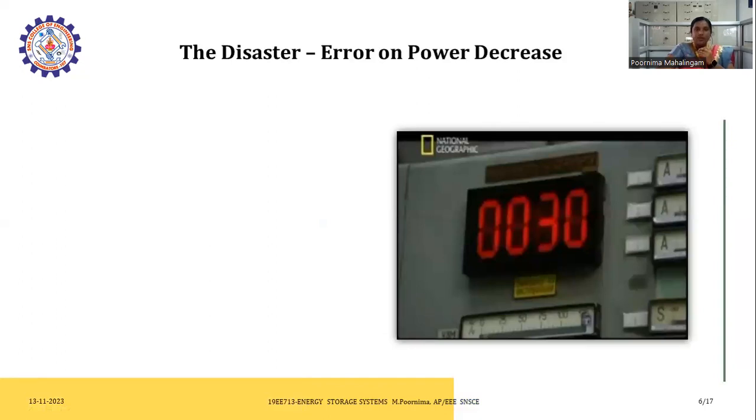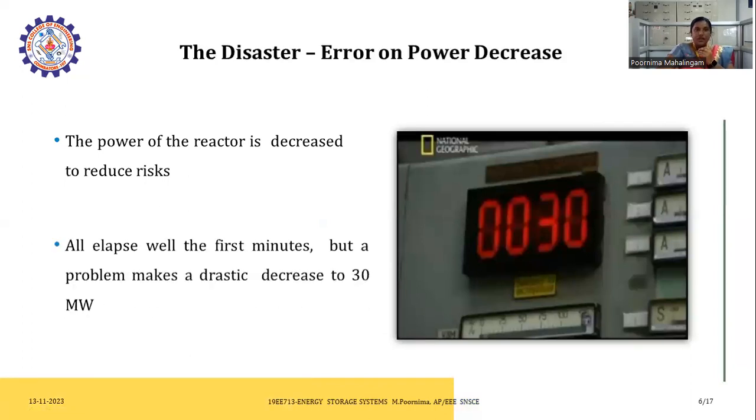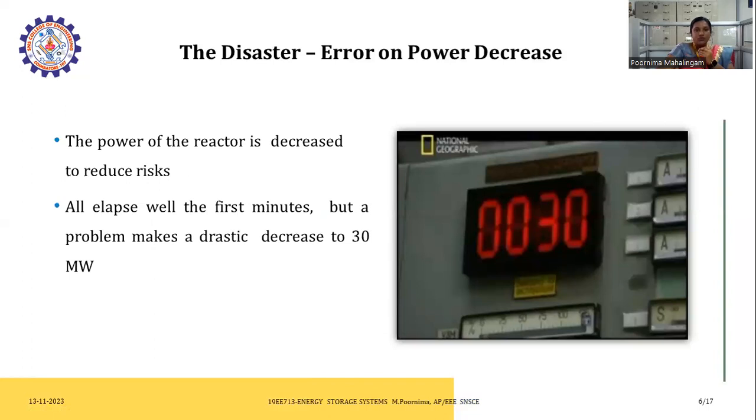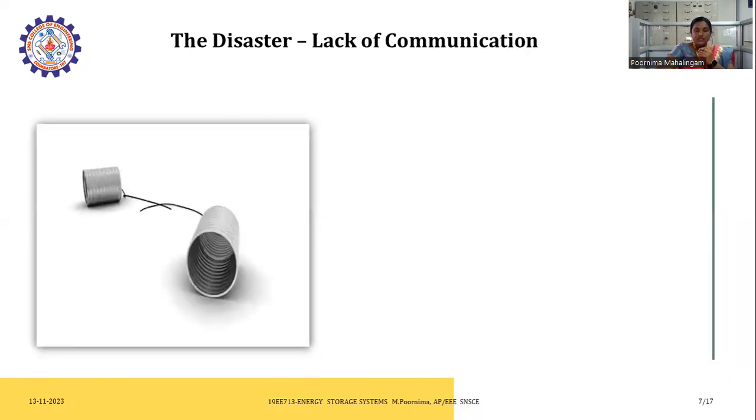The disaster started with the power decrease. Here the power of the reactor is decreased to reduce risk. All went well for the first few minutes, but a problem makes the power decrease to 30 megawatts. With that power, the reactor can shut down. And one of the causes of the disaster is the lack of communication.